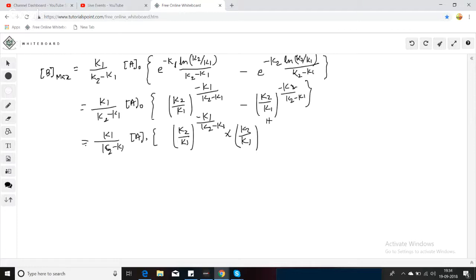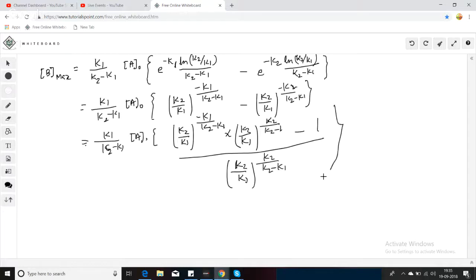to the power K2 divided by K2 minus K1 minus 1, and this whole divided by K2 by K1 to the power K2 by K2 minus K1. Am I right? See this. It is K1, K2 minus K1 here. Ramcharan, see this. Yes, sir.